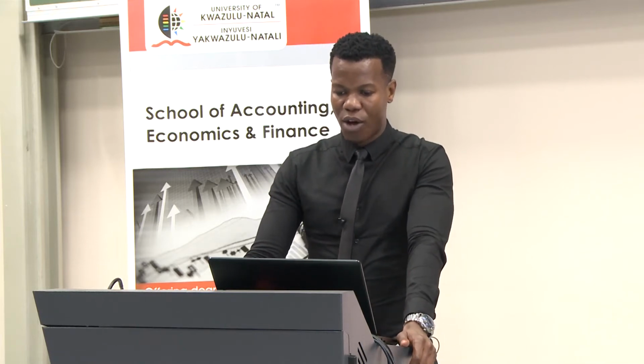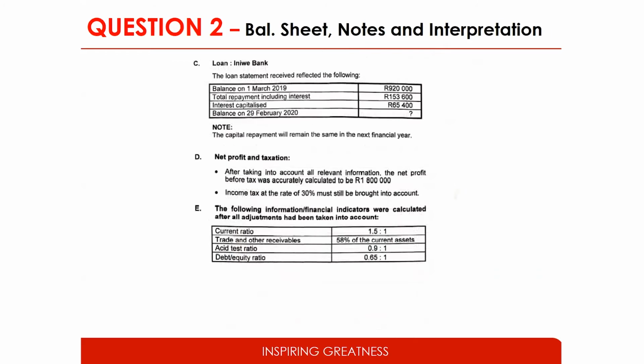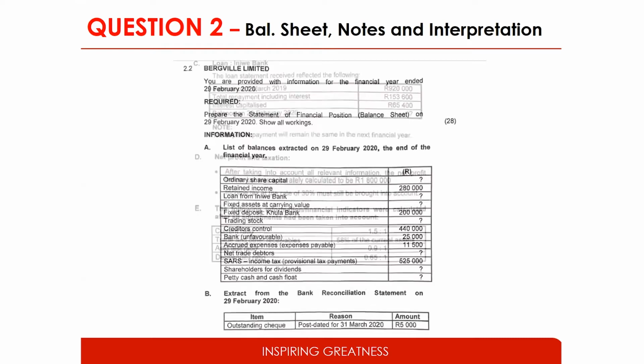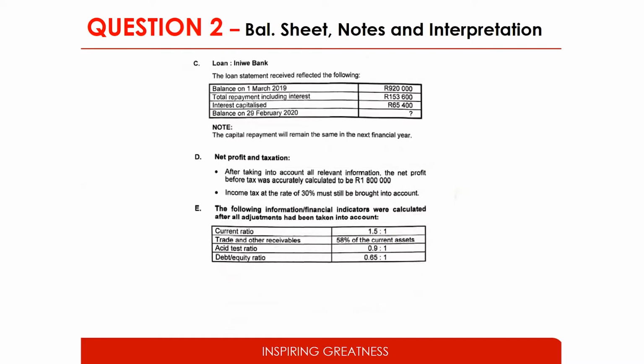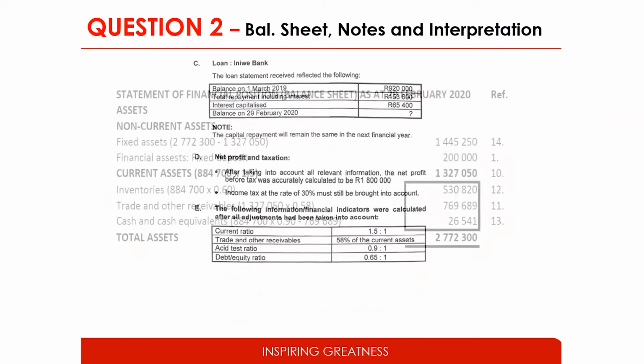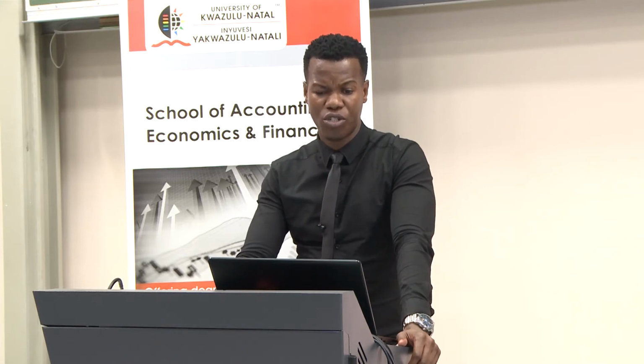And then we come to now having to prepare the statement of financial position. Now, there is various information that is being given to you from the extract from the financial year end, the extract from the bank reconciliation statement, the loan information, and then the net profit and taxation. Also, you are given financial indicators, which are the ratios. So here, you read your entire information, and you just need to be in a position to identify which information you can get first, because there's a lot of question marks, a lot of information that you need to plug in first before you can get other information in your statement of financial position. So I've broken it down for you.